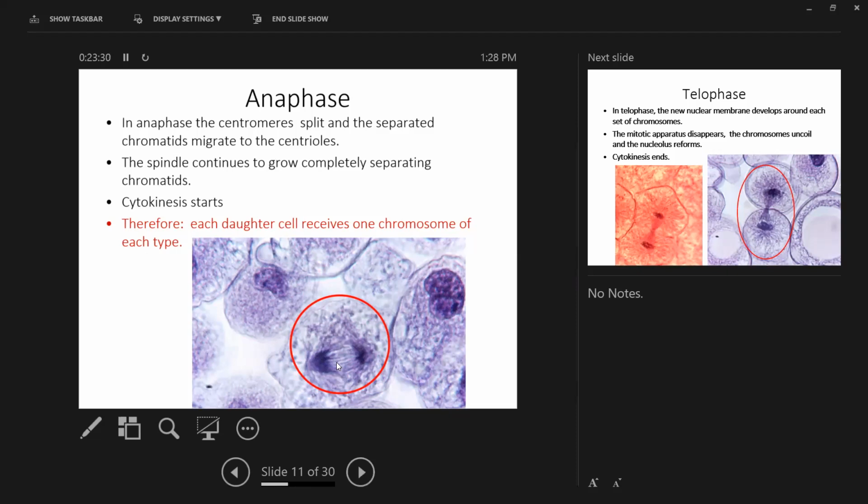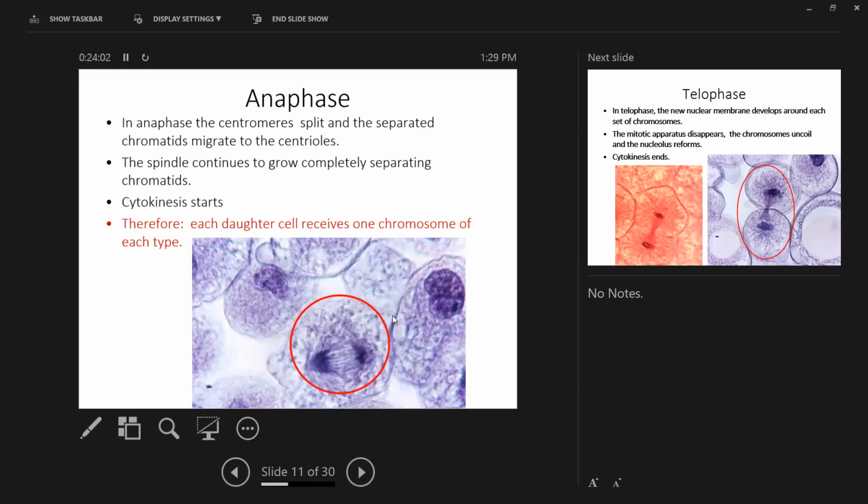This is what anaphase looks like. You can see the spindle fibers in here where the cytoplasm is being pushed and shoved, and we pulled those chromosomes to opposite ends. During this stage, cytokinesis has started. Cytokinesis, the physical separation into two daughter cells, starts here.